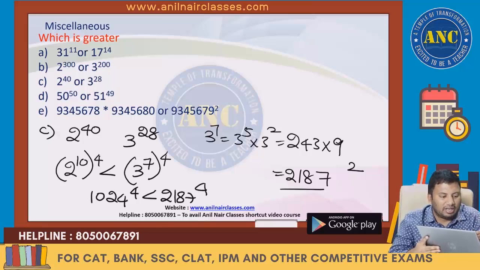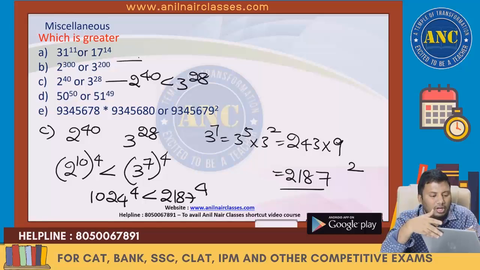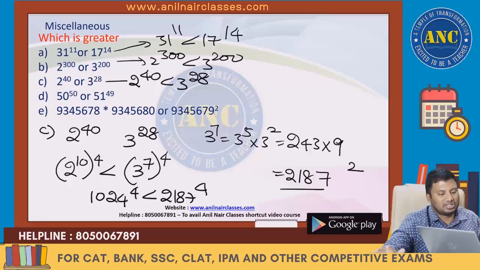Again the third one, 2 power 40 is less than 3 power 28. 2 power 300 is less than 3 power 200. First one, 31 power 11 is less than 17 power 14. First three. Then D and E are one model.